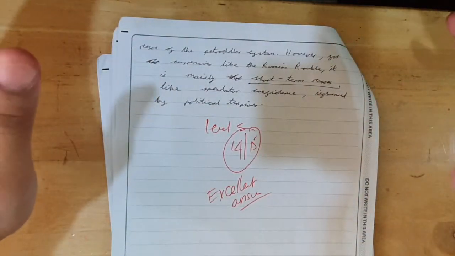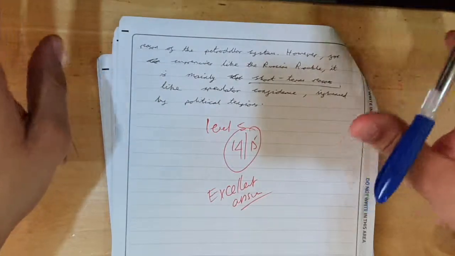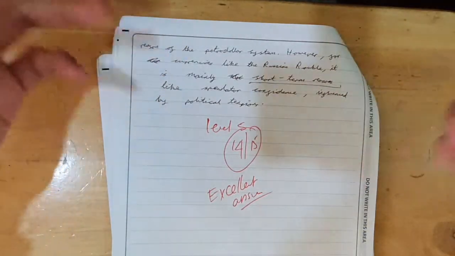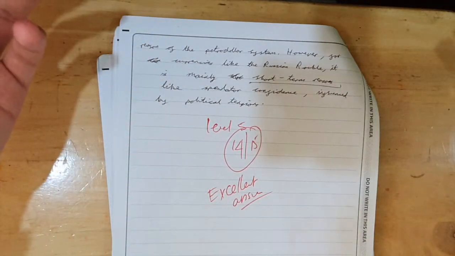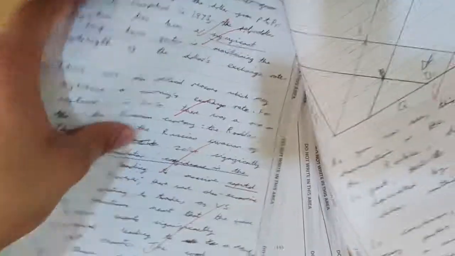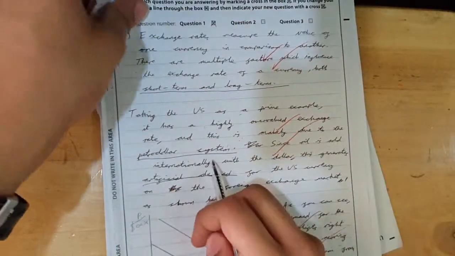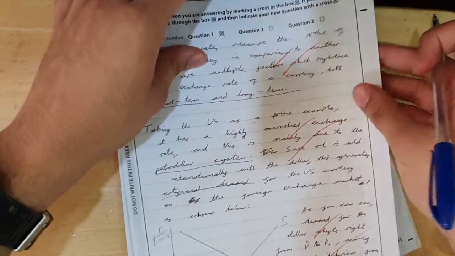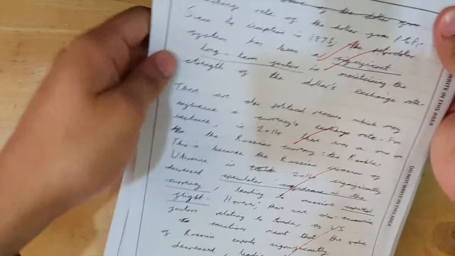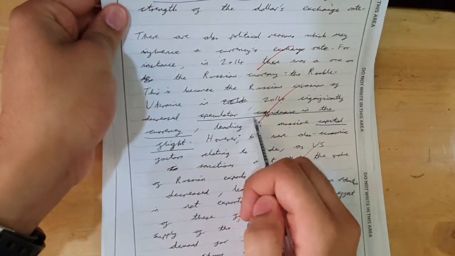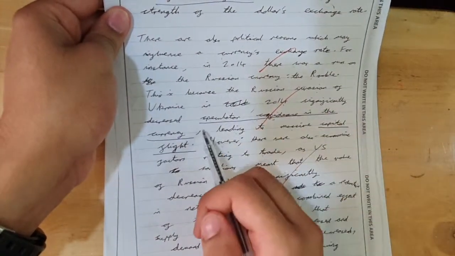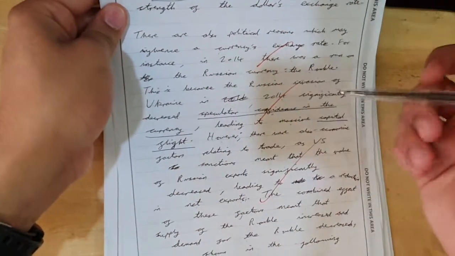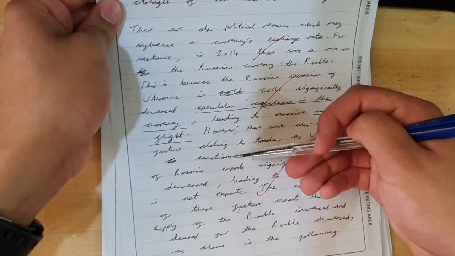So, on face value, it looks like I've only used 2 points, right? 2 application points, 2 theoretical points. No, I've used more than that. Look, I've talked about the petrodollar system. That's one factor, influencing demand for the US dollar. I've talked about speculator confidence and political factors. That's another one. I've also talked about sanctions.